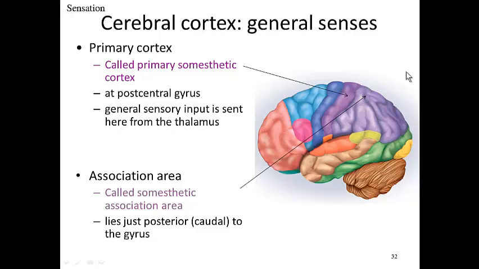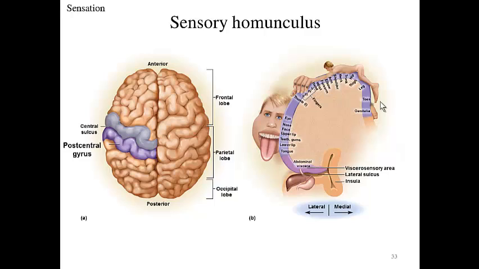From the primary somesthetic cortex, it will then be sent over here to this nearby association area called the somesthetic association area, a rather large area of the brain. This little picture is something called a sensory homunculus, and a homunculus takes a part of the brain and then maps the body to it. So what we're looking at here is a sensory homunculus of the postcentral gyrus.